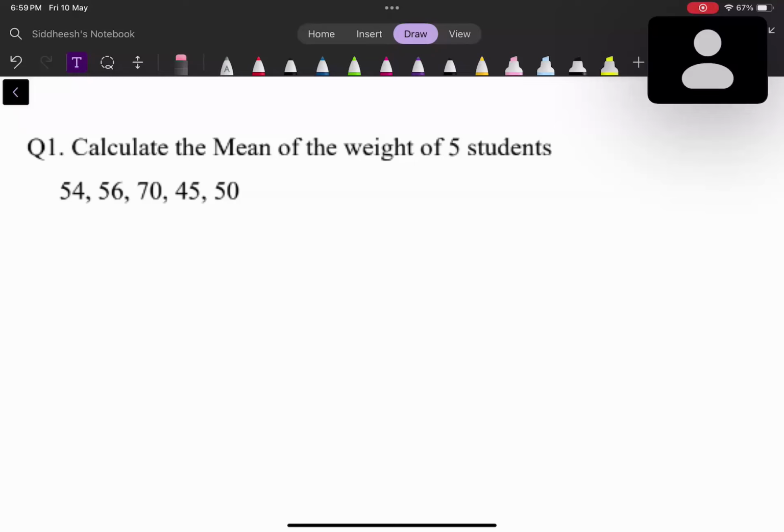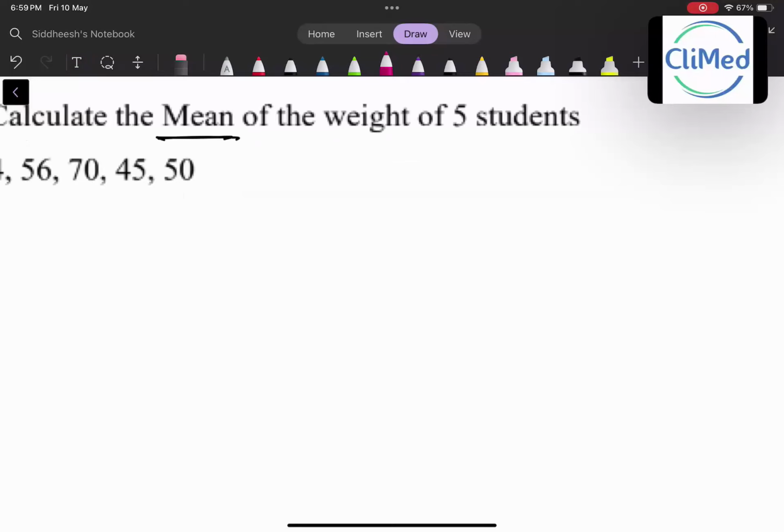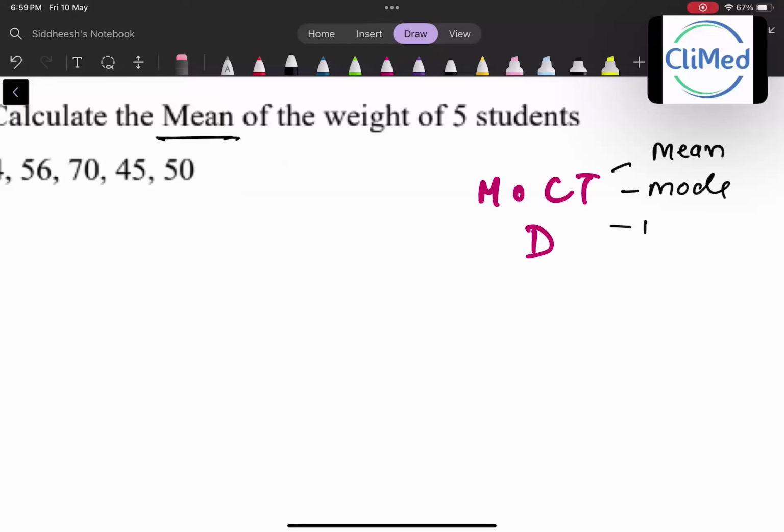Yes, sir. Okay. So the first thing we are doing here is some simple calculation. Now I'm starting with the mean first of all. So what is mean? Very simple. Before going into all these things, we should know two broad terms. The first is measure of central tendency. Then we have measure of dispersion. Now in central tendency, we have the mean, the mode, and the median.